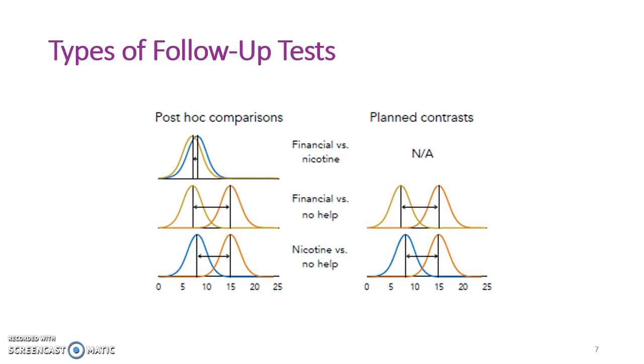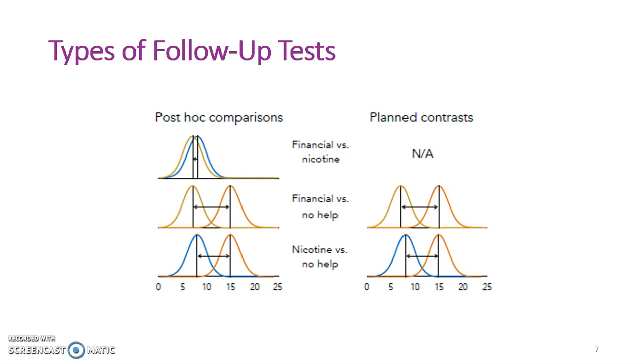Now, we may think one might be more effective than the other, financial incentive versus nicotine, but in all likelihood, probably both are going to be somewhat more effective in reducing smoking intensity than the group with no help at all. So we may not even be interested in comparing the financial incentive and nicotine therapy group.